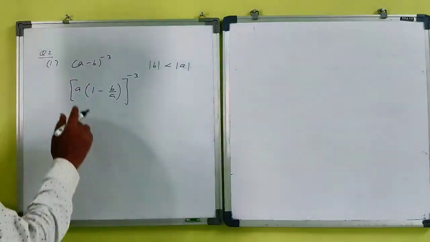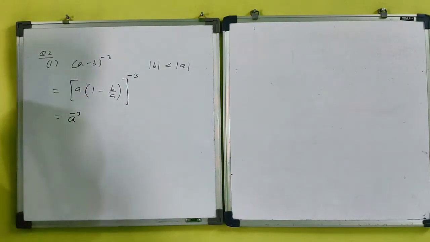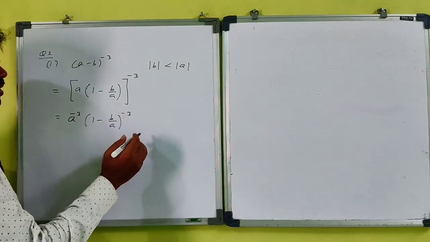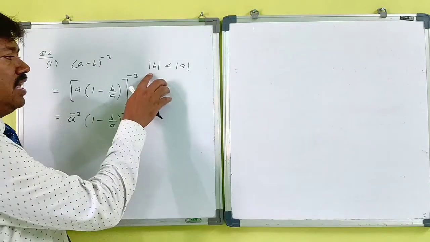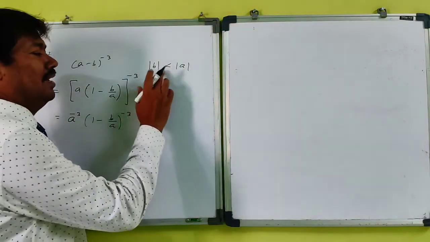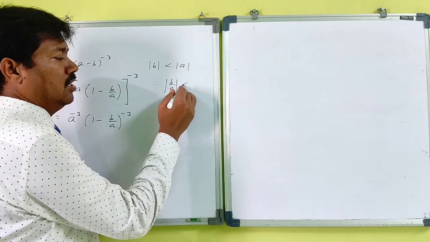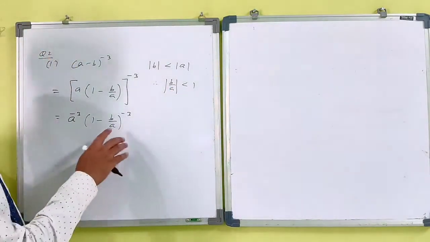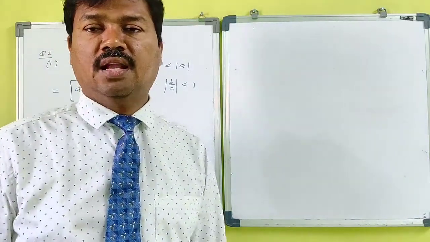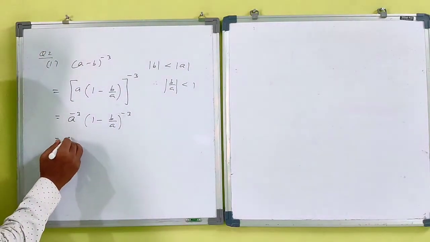So that means it can now be written as a raised to minus 3 times (1 minus b upon a) raised to minus 3. And since it is given that mod of b is less than mod of a, we can say that mod of b upon a is less than 1. So this is what we require. Now we can use our normal formula in this.